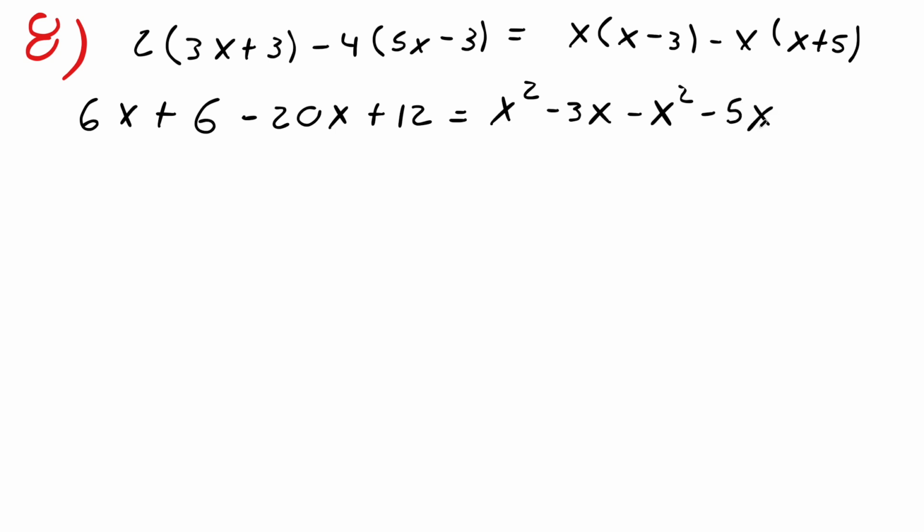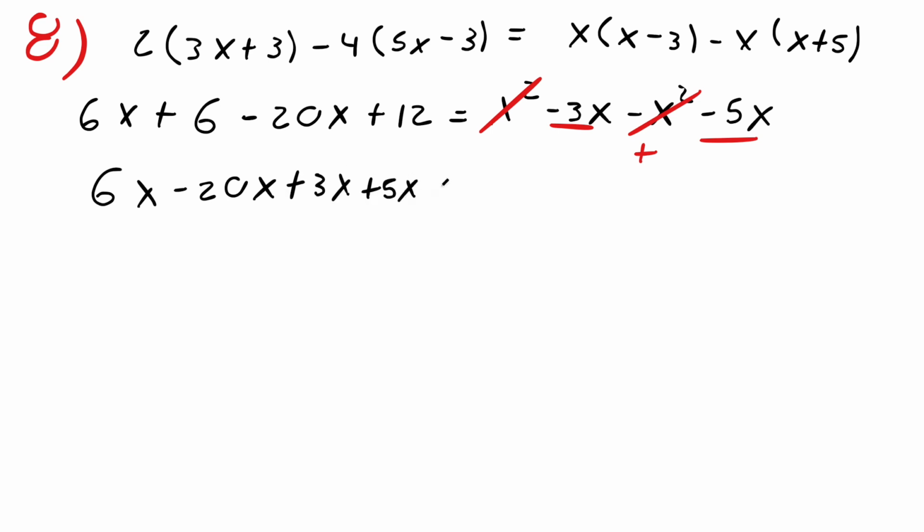Perfect. Now can we simplify this even further? Yes, we can. Opposite signs on the same side of the equality: x to the power of 2 and minus x to the power of 2. Now, what should we do? Variables on one side, constants on the other. So 6x minus 20x, the minus 3x and the minus 5x pass to the other side to do what? To start adding, right? So plus 3x plus 5x.